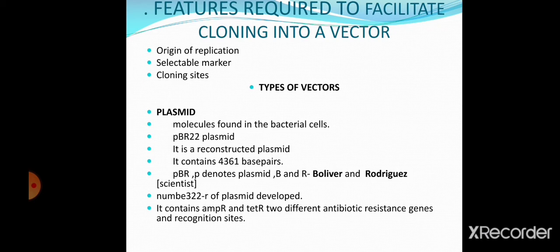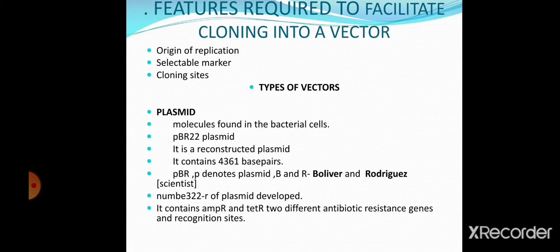Next one is cloning sites. In order to link the foreign DNA, the vector needs to have very few, preferably single, recognition sites for the commonly used restriction enzymes. So the cloning site is very important to link with the foreign DNA. A single recognition site is enough for the cloning.